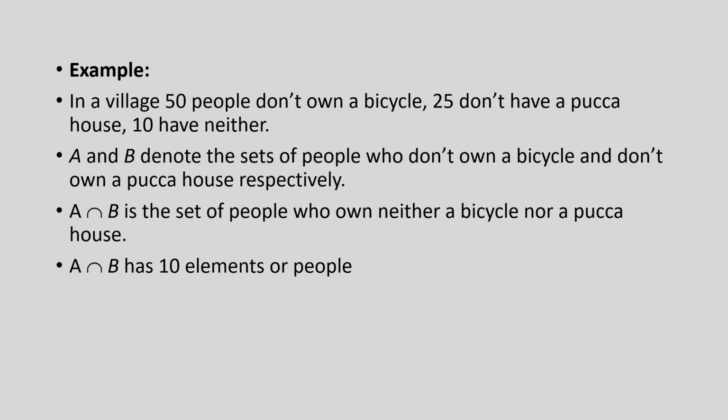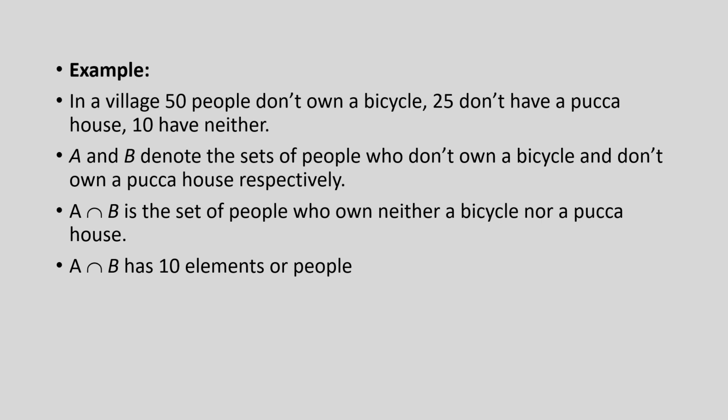Okay, now I am going to take a more real life kind of example. This kind of example one encounters in economics. In a village, 50 people do not own a bicycle. Okay, so, 50 people are there who do not have a bicycle, and 25 do not have a pakka house. Mind you, we are not saying 25 have a pakka house, we are saying 25 do not have a pakka house, and 50 people do not own a bicycle.